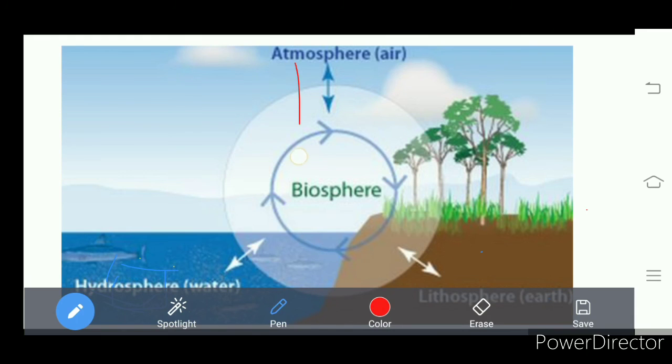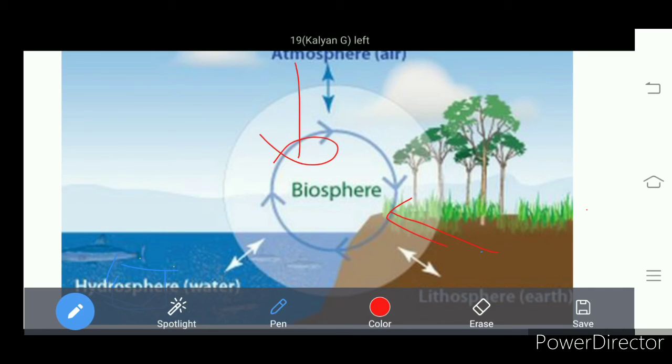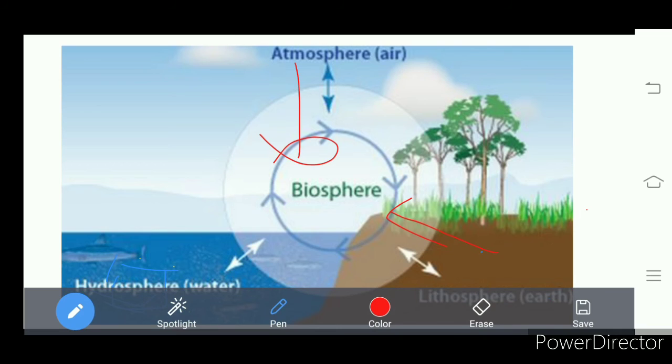Yes, we need oxygen for our life. Do we need a lithosphere? Yes, we need lithosphere to provide shelter, to get minerals, and to cultivate crops. Soil is part of the lithosphere. So where do we get crops? From the lithosphere, right? Where do we get minerals? From lithosphere. So lithosphere is needed for us. Do we need water for our life? Yes, we need water for our life.